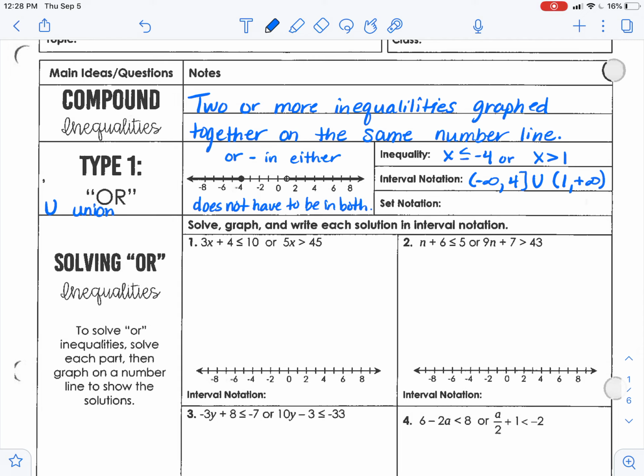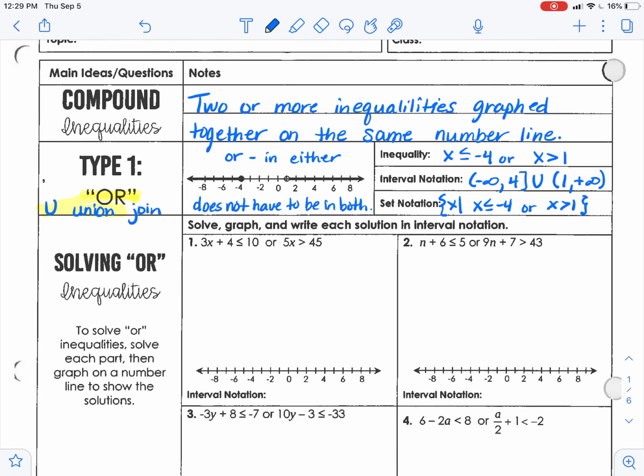Set notation would be just like your inequality notation again, except you write x such that x is less than or equal to -4 or x is greater than 1. Okay? So or means union. I cannot stress that enough. Or means you're union-ing the two answers together. I'm joining the two answers. Sometimes I put that word there too, join the two answers. So several words there mean it.